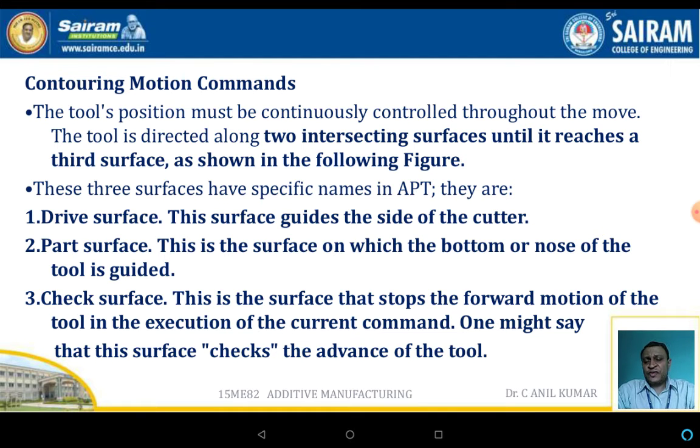Drive surface is a surface that guides the side of the cutter. Part surface is the surface on which the bottom or the nose of the tool is guided. Check surface is the surface that stops the forward motion of the tool in the execution of the current command. One might say that the surface may be a check surface or it has to be advanced of the tool. Depending upon the type of the cutter movement, these surfaces should be defined.